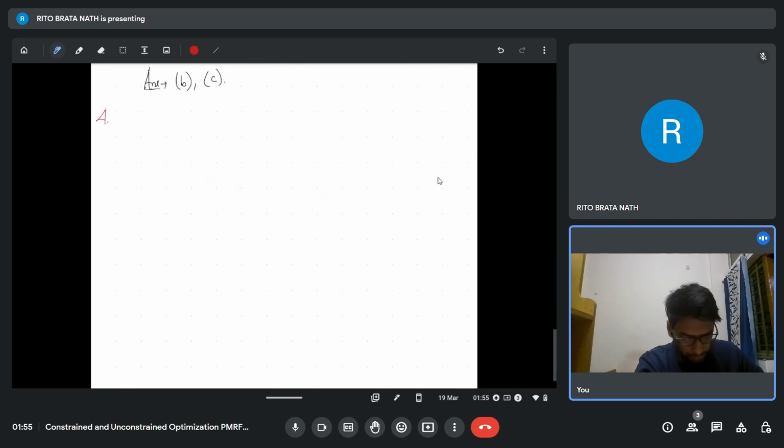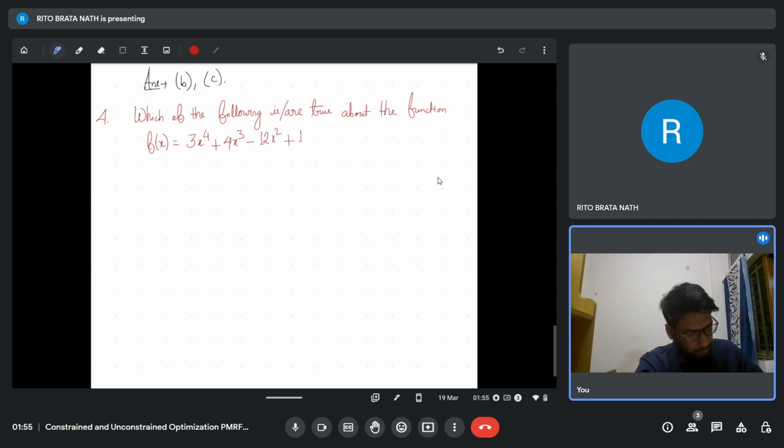So the fourth problem again tells you to solve a similar problem. So again I'll write it down. Which of the following is or are true about the function f(x) = 3x to the power 4 plus 4x cubed minus 12x squared plus 12?